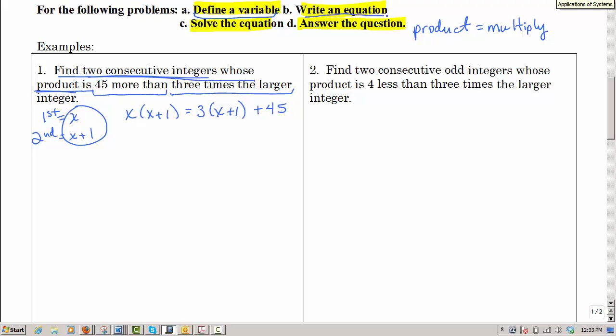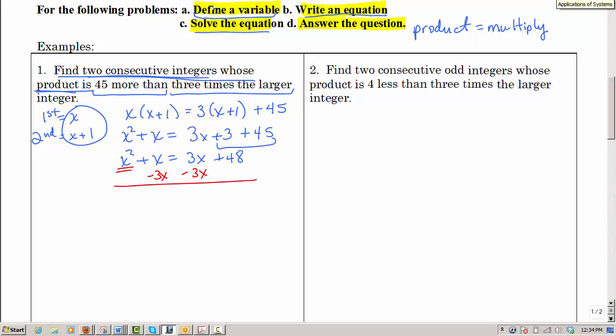So I've written an equation. Now I need to solve the equation. And remember, these are going to lead to quadratics, meaning we're going to have to factor. So let's multiply those out. We're going to collect like terms. That's 48. And now if it's quadratic, I need to set it equal to 0. So I like to keep my x squared positive. So I'm going to subtract 3x from both sides. Still need to set it equal to 0. So I'm going to subtract 48.